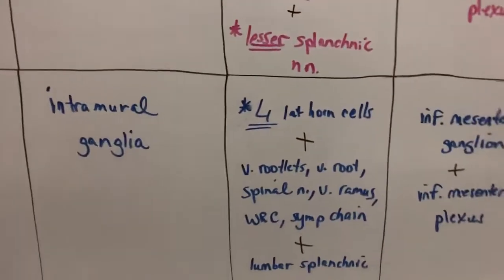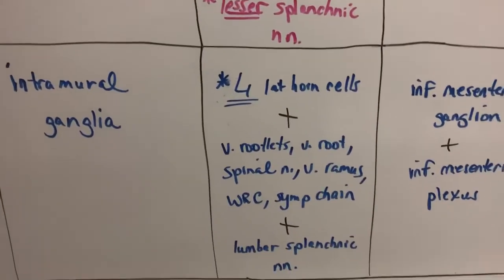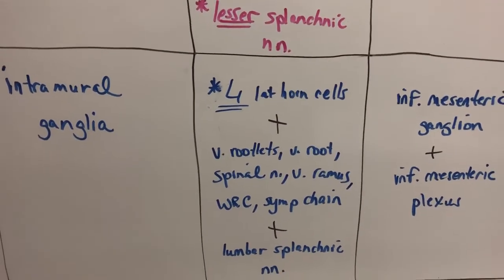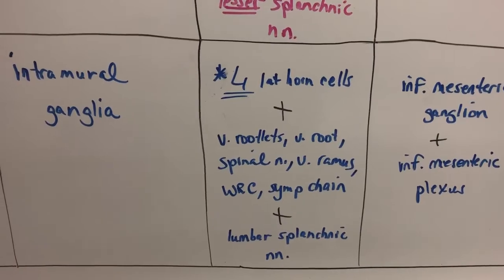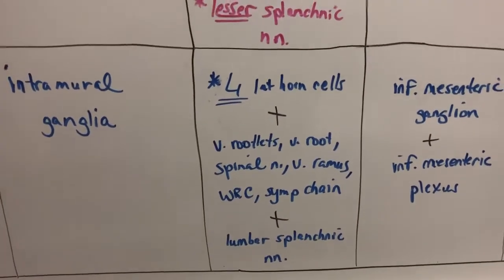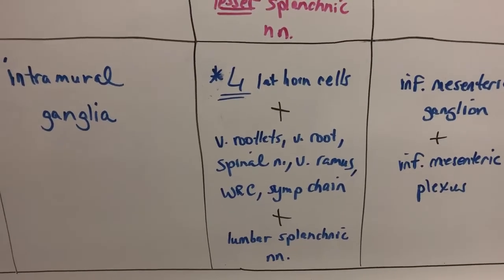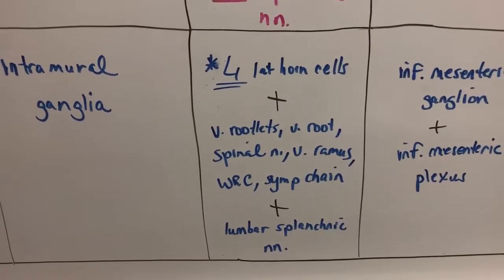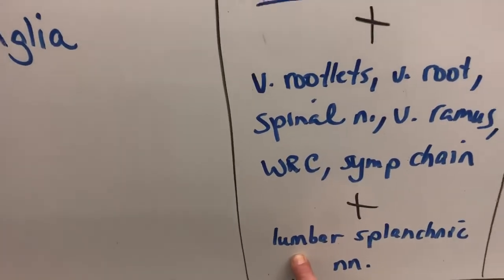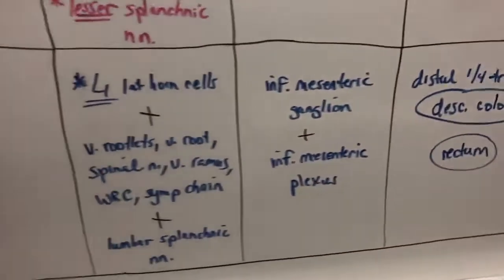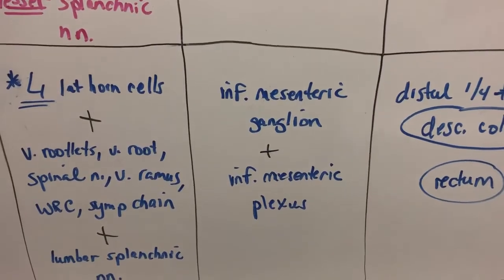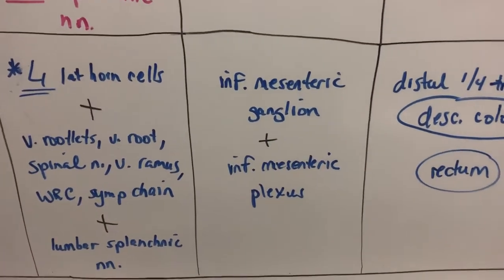To stop the digestion of the hindgut, so to basically stop the bowels from moving, we'll use the L1 lateral horn cells because we have to start our preganglionic sympathetic pathway on a nucleus. We then take that same pathway we discussed: ventral rootlets, ventral root, spinal nerve, ventral ramus, white ramus communicans, and then to the sympathetic chain where we do not synapse. We then take the lumbar splanchnic nerves over to where we synapse, which is the inferior mesenteric ganglion. We take the inferior mesenteric plexus in order to get to our target organ.